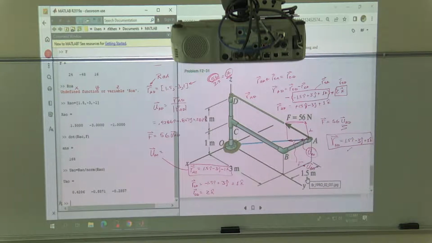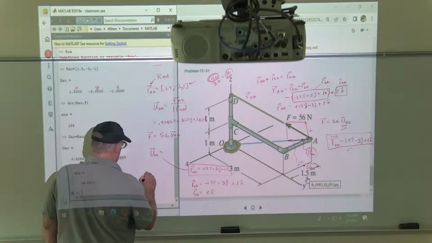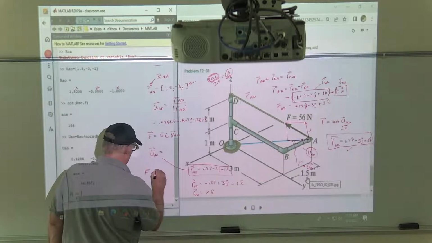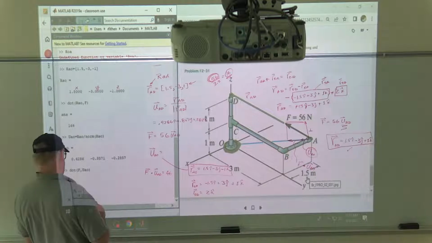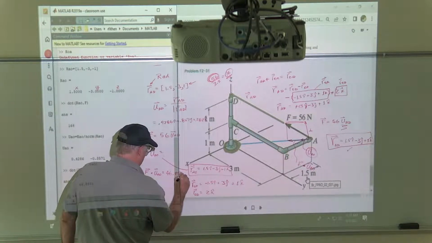Now, dot F with UAO. Gosh, I can't even read that there. I can read it better here. So if I were to look at it, F dotted with UAO equals 46.8571.